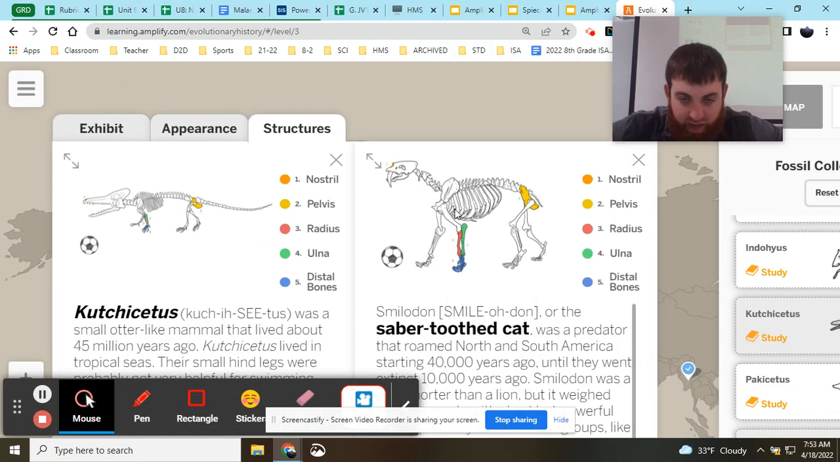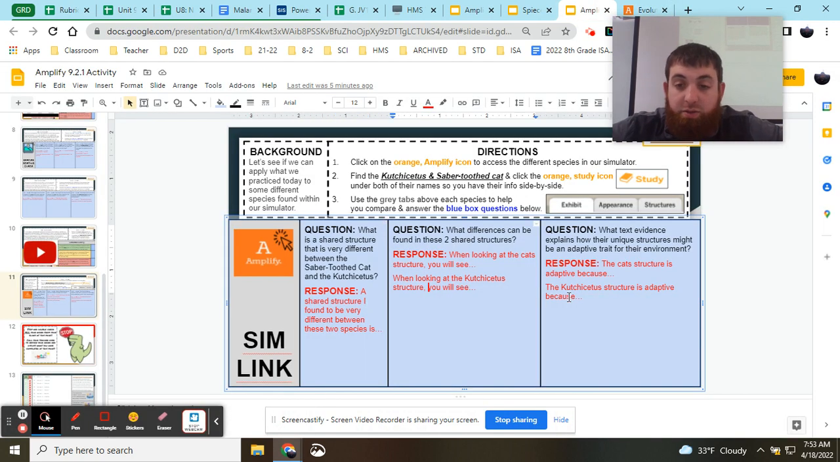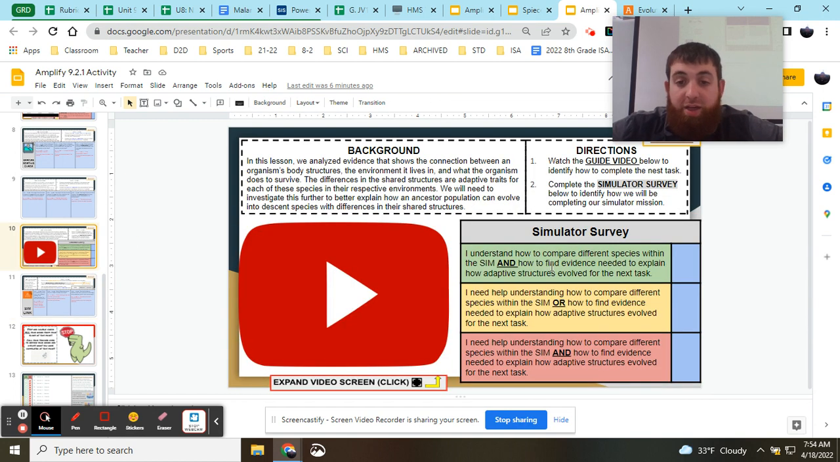So, just like how we compared the legs in our last species, you're going to be able to compare any structure you want here. It can be any of the colored ones, the non-colored ones. You're going to be using those shared structures to talk about how they're adaptive for their environment. And then you're going to come back here and answer those questions about what structure did you focus on? What were the differences in those structures? And why were those structures adaptive for their environment? So that's how we compare the different structures in the sim. That's how we find the evidence we need to explain how the structures evolved.